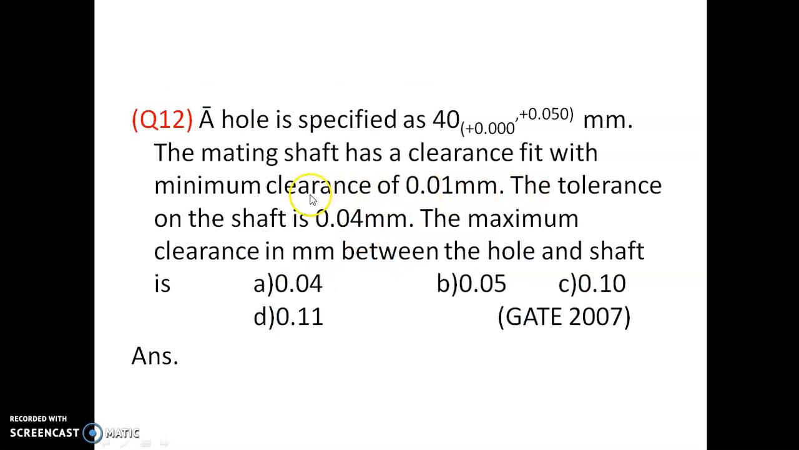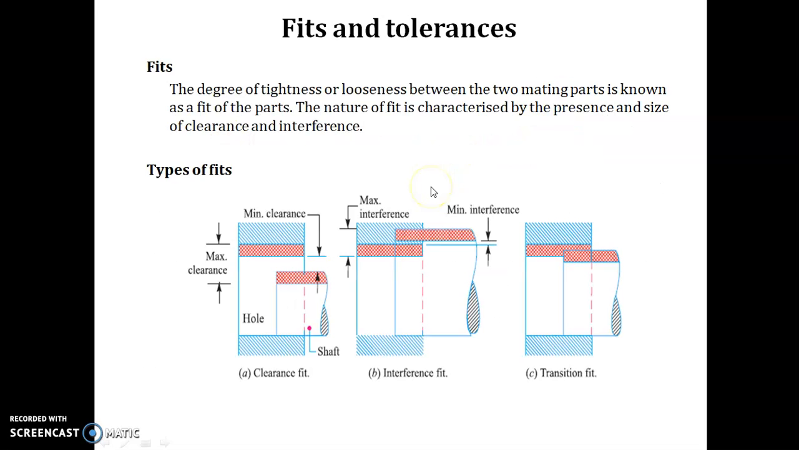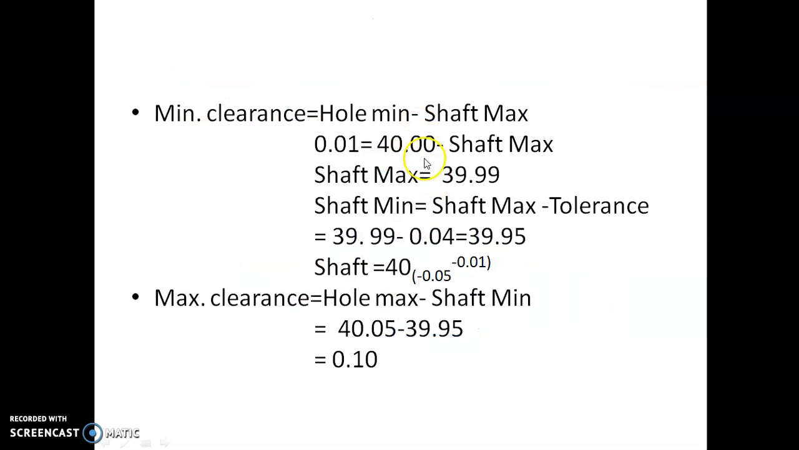Hole minimum is the minimum size of the hole, and hole dimensions are given. Hole minimum is 40.00, so 40.00 mm is the hole minimum. 40.00 minus shaft maximum you have to find. Shaft maximum equals 40.00 minus 0.01, which is 39.99. Shaft maximum has been determined and shaft minimum you have to find.